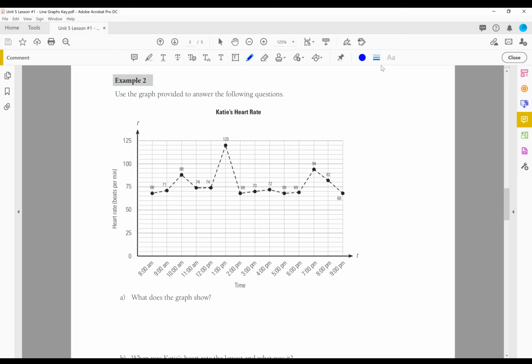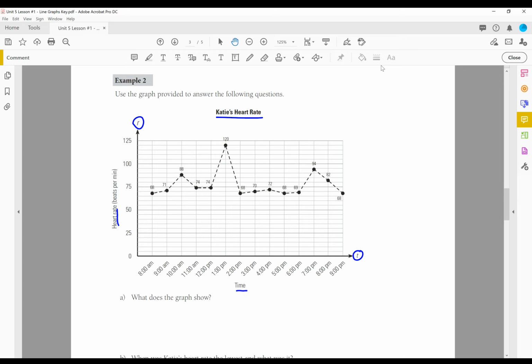Okay, example 2 in our first lesson. It says, use the graph provided to answer the following questions. So we have a graph. It's titled Katie's heart rate. On my y-axis, it's labeled R, so it's the R-axis. It's the heart rate in beats per minute, so how many times Katie's heart beats in a minute. And then this x-axis is labeled t, and t is time.